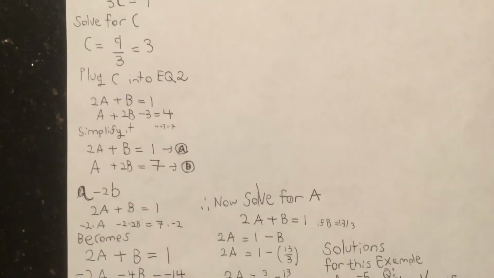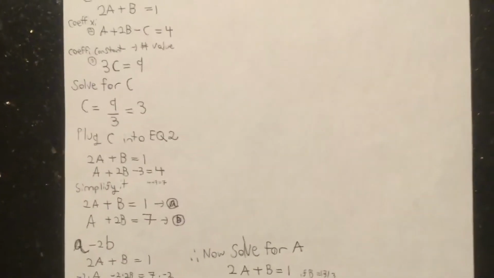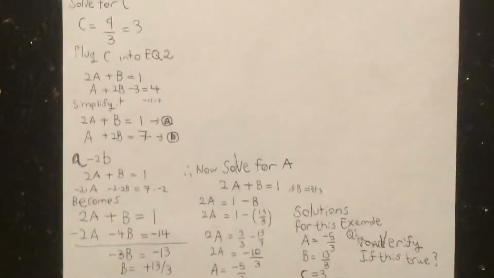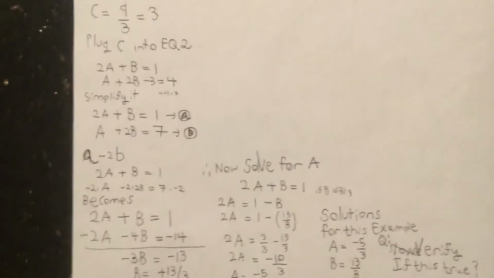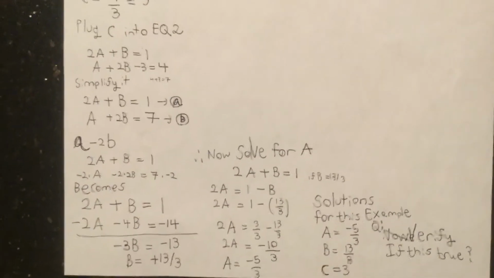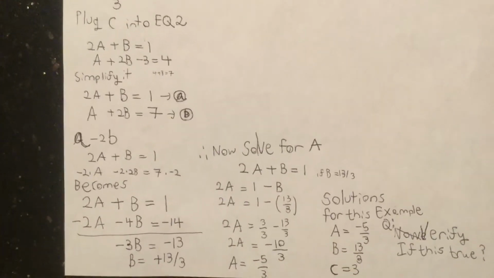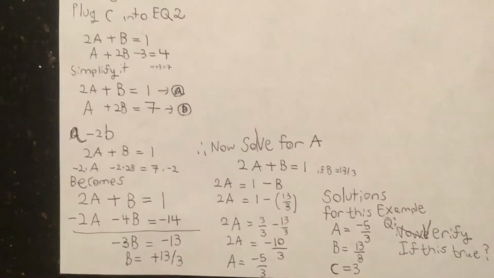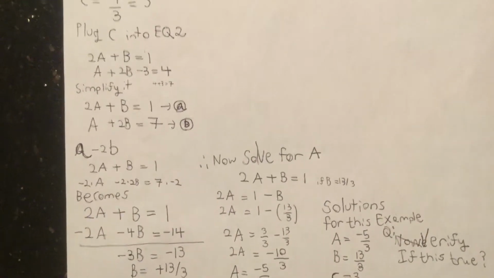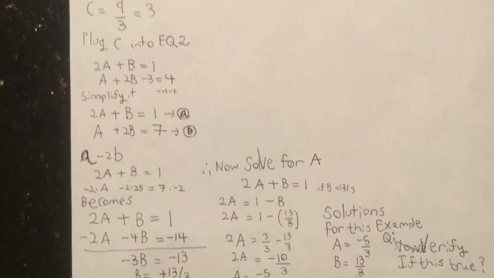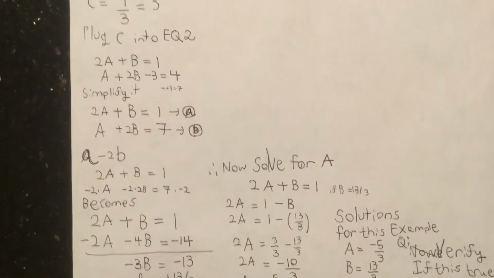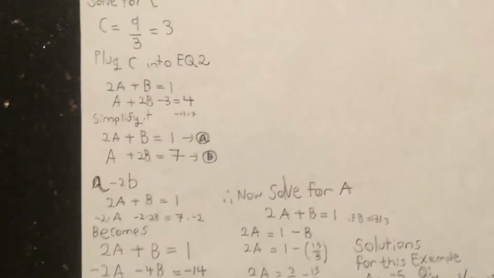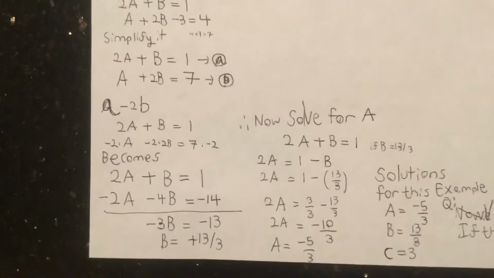Now we need to return to the original equations, so we plug c into equation number 2, and simplify it even further. After simplifying, I have 2a plus b is equal to 1, which I label as little a, and a plus 2b is equal to 7 as little b. After plugging c into equation 2, I'm doing elimination for this procedure.